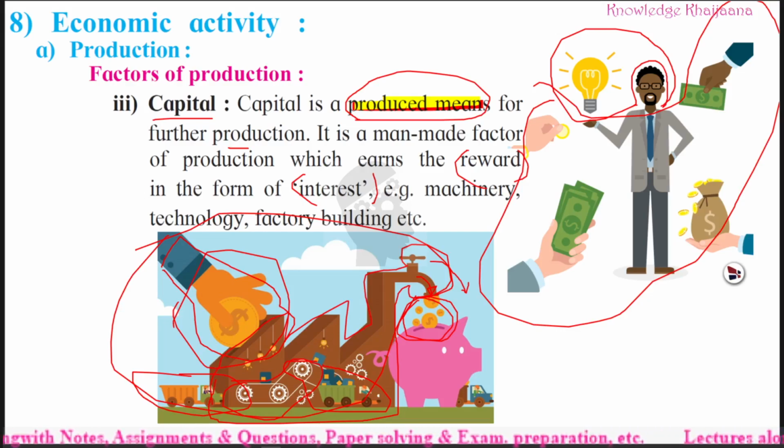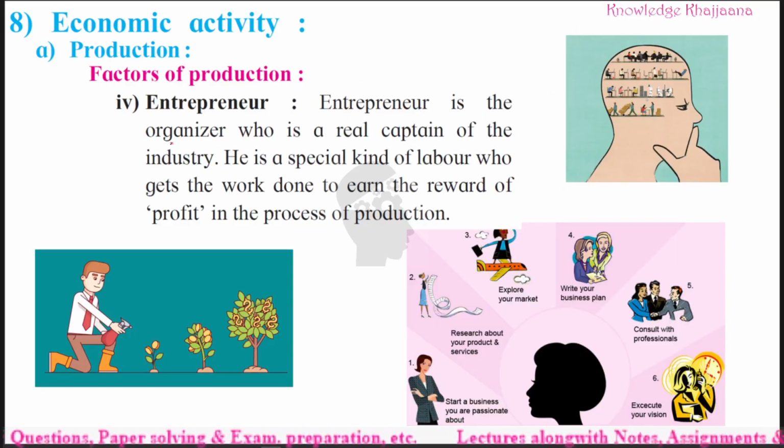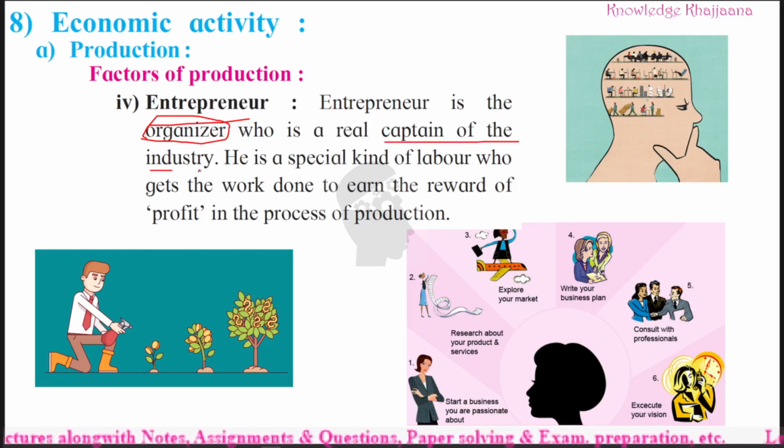And the last factor of production is the entrepreneur. What do you mean by entrepreneur? The entrepreneur is the organizer. Again, it is a human factor. The entrepreneur is the organizer who is the real captain of the industry. To whom should all the credit be given for running any industry successfully?